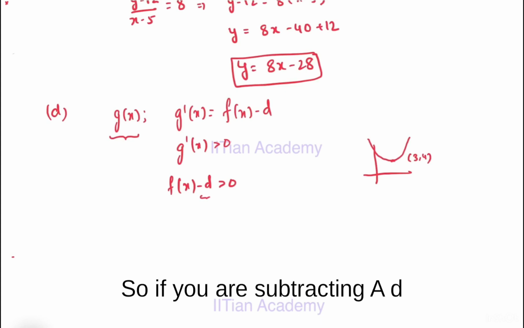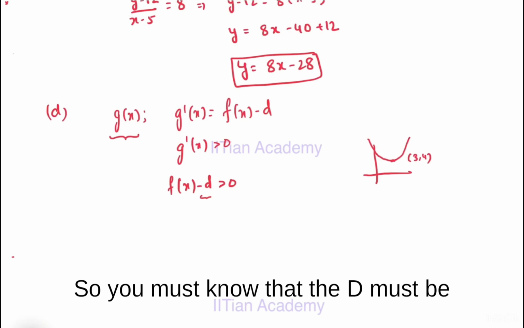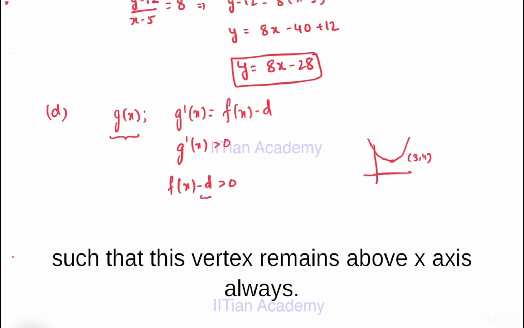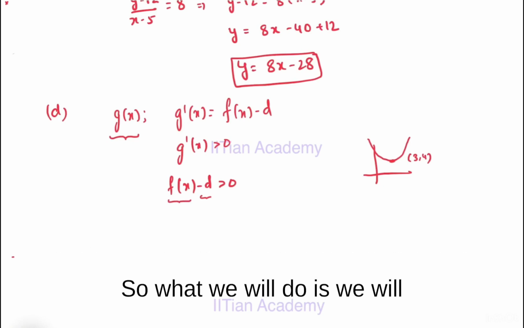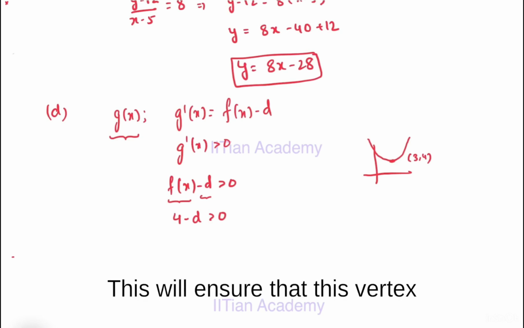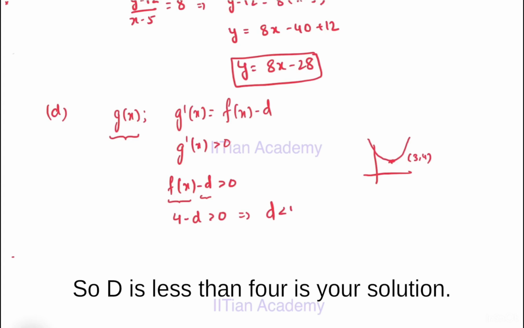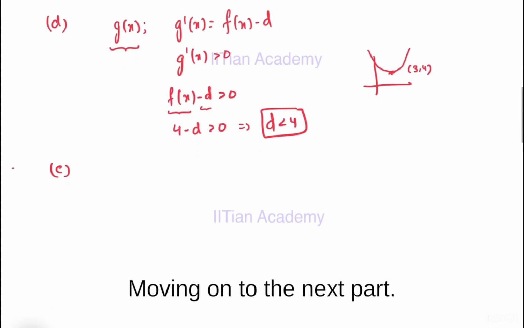So if you are subtracting a d and it has to be positive overall, you must know that d must be such that this vertex remains above the x-axis always. So what we will do is 4 minus d greater than 0. This will ensure that this vertex remains above the x-axis always. So d is less than 4 is your solution. Moving on to the next part.